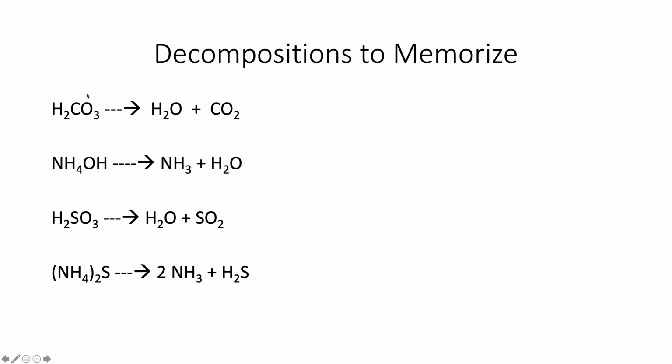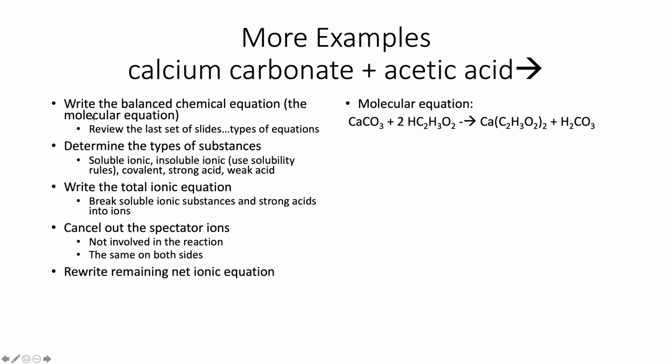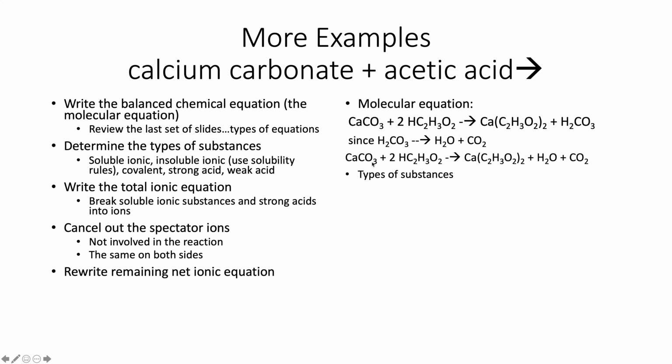So you can see in the last reaction, carbonic acid was one of the products. So if we go back to the molecular equation, right, since the carbonic acid decomposes, we're going to change that. So now that is the molecular equation. So you just have to look out for those and ask yourself, does one of my products decompose? Have that list memorized. Okay, now we're going to go through the types of substances. So I'll give you a moment to do that.